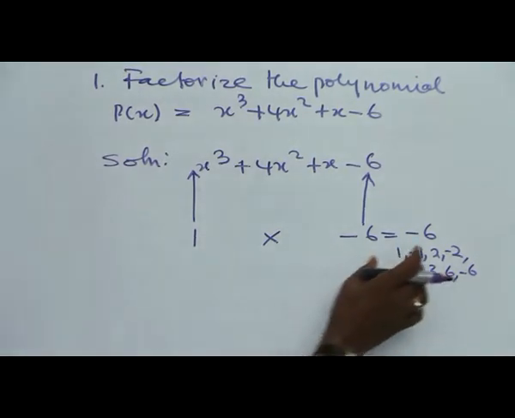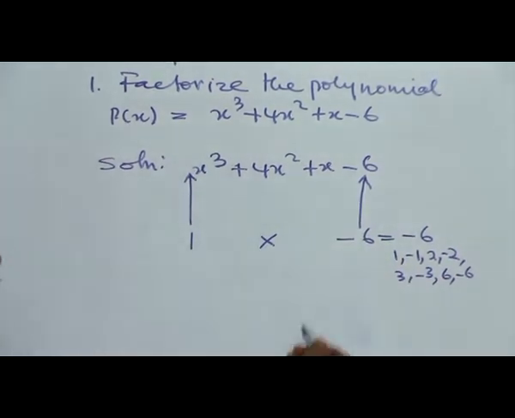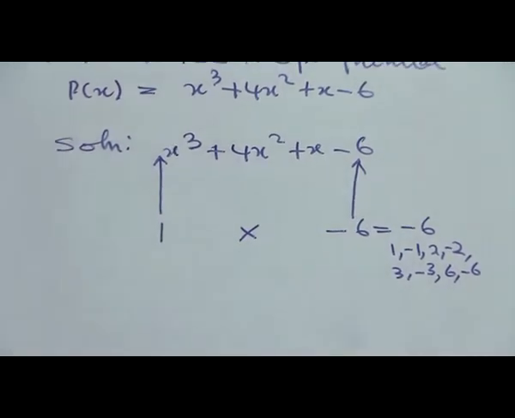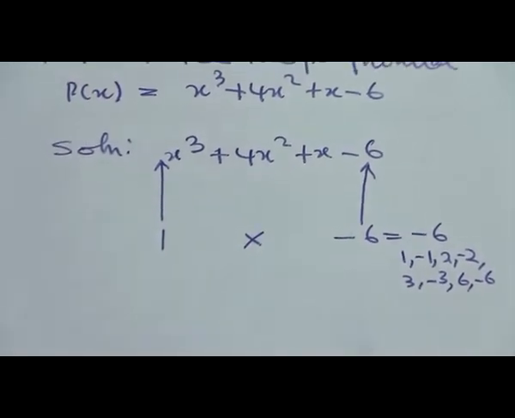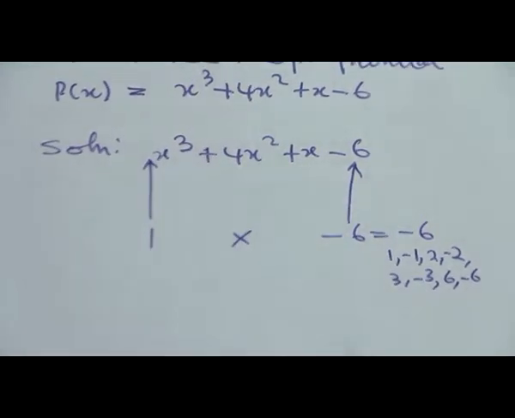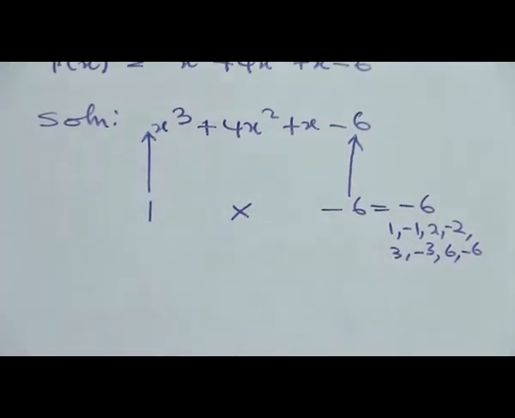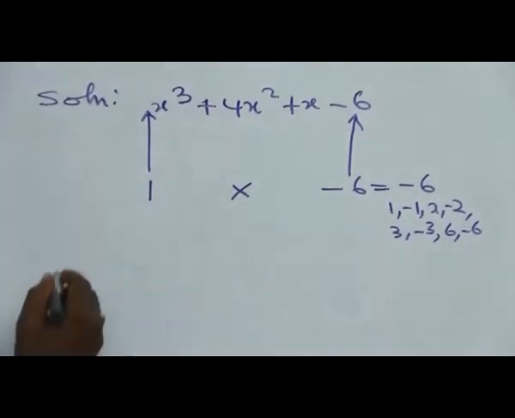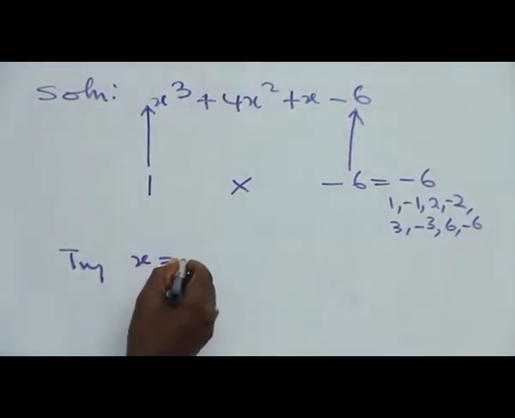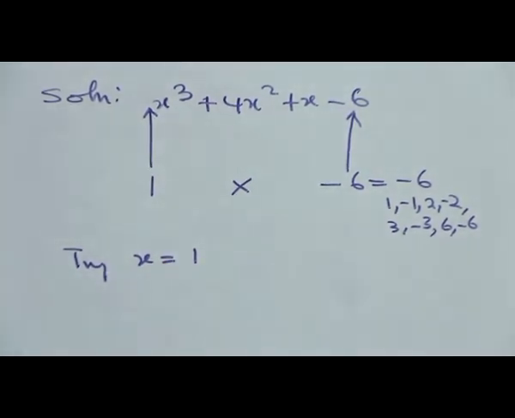Now we are going to pick any of them to try and see if it is correct. That's why I call it the trial and correct method. Some call it trial and error method. Whichever way, the most important thing is that we will take up any of the factors of minus 6. So here we go. Let's try s equal to 1.